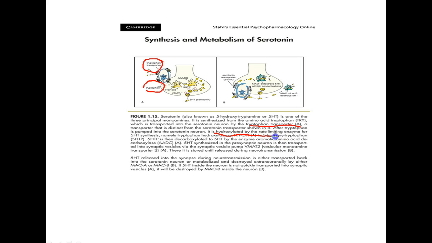For 5-HT synthesis, it's called tryptophan hydroxylase. Again, synthesis happens in presynaptic neurons, and it is stored in the vesicles, and ultimately it is secreted into the synaptic cleft.